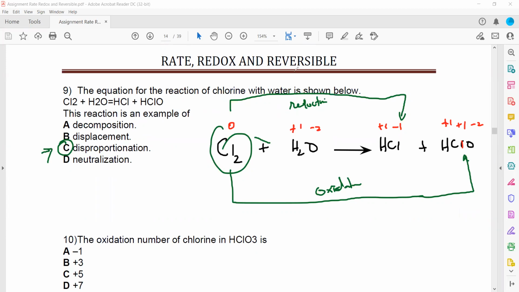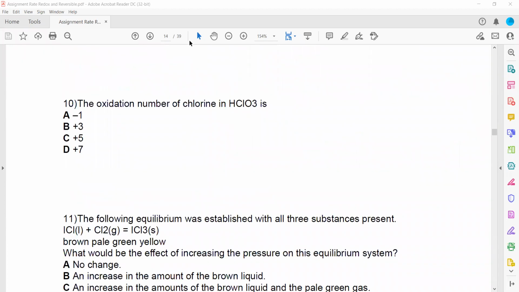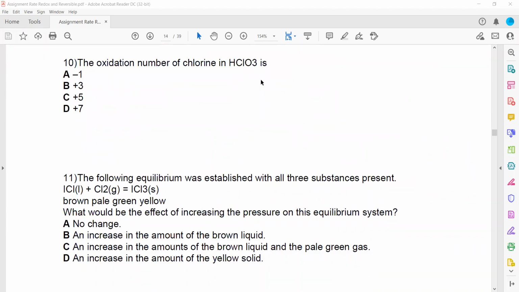Then we have to work out the oxidation number. So how can we work out the oxidation number? We have HClO3. Chlorine is unknown, so chlorine is X. Each oxygen is -2, 3 oxygen will be -6, and hydrogen belongs to group 1, +1. And because it's a neutral molecule, the overall oxidation number should be 0.